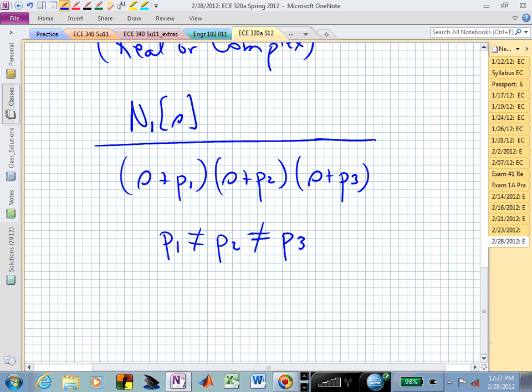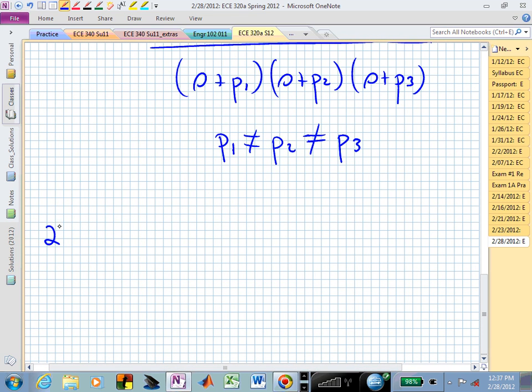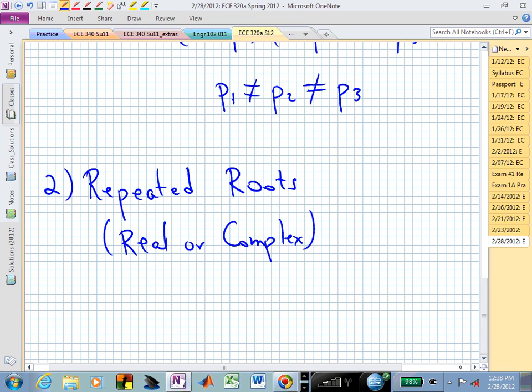The other case that we will identify when we're inverse Laplace transforming is just the opposite, or maybe I should say the complement of when we have simple or distinct poles. Now we have repeated roots, and these likewise can be real or complex. And in this case, we could say, oh, here's an example.